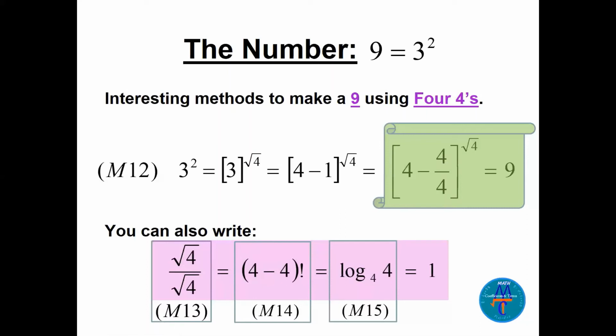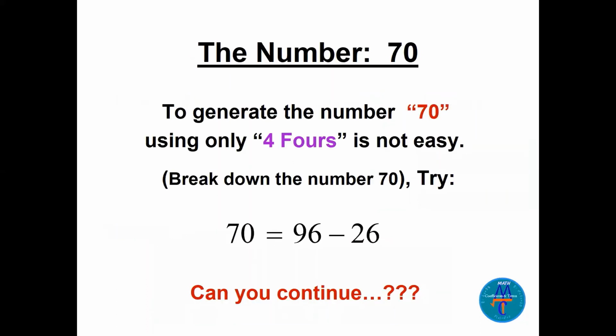Now you can invent, you can generate, you can train your mind, you can think to get more and more methods if you like. Let's move to the number 70. 70 also not easy actually. We need to generate the number 70 using 4 fours. Let's break down the number 70. Well, somebody might say, why 96 minus 26 is 70? I will show you why.